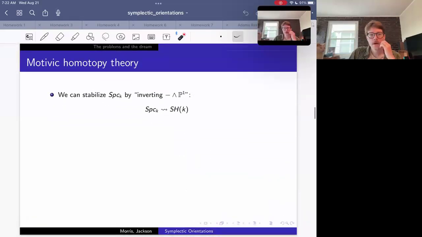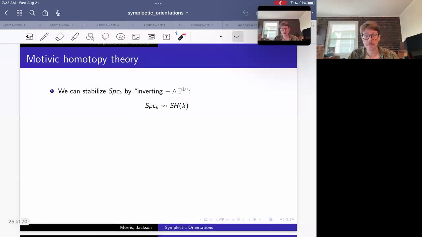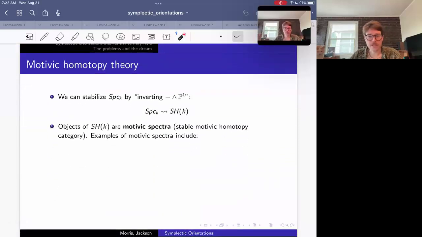Okay. So we have this category of spaces. I want to work with spectra. And we can stabilize this category by, classically, we invert smashing with the circle. Here we have two types of circles. If we invert smashing with this combination of both circles, then we stabilize with respect to both of them. And we get a category of motivic spectra, this SH(K) here. So the objects here are motivic spectra, and we should talk about some examples.